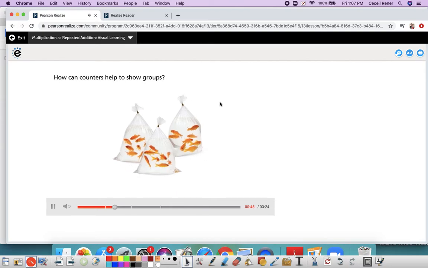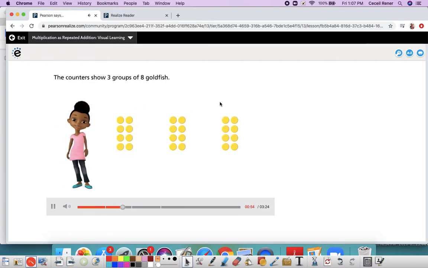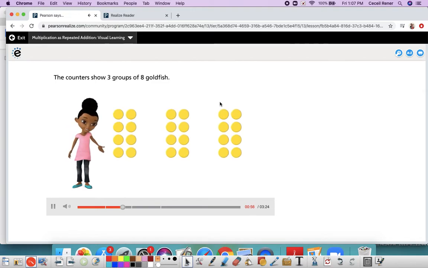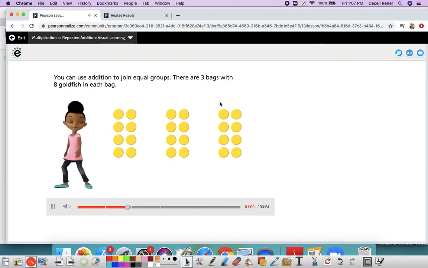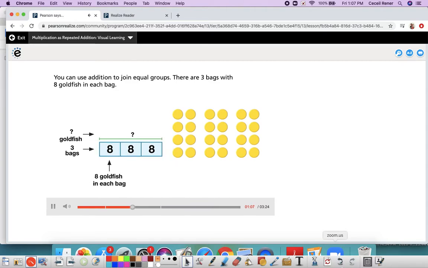How can counters help to show groups? The counters show 3 groups of 8 goldfish. I can use counters to show the groups. You can use addition to join equal groups. There are 3 bags with 8 goldfish in each bag.